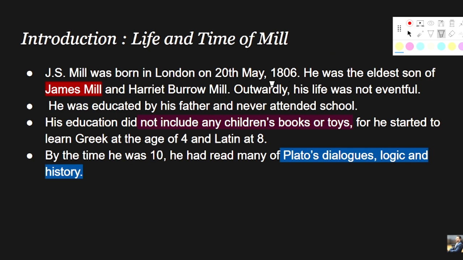So he was the eldest son of James Mill, right? James Mill was a friend of Bentham, right? And they were among the most important propounders of the utilitarianism school of ethics, right?